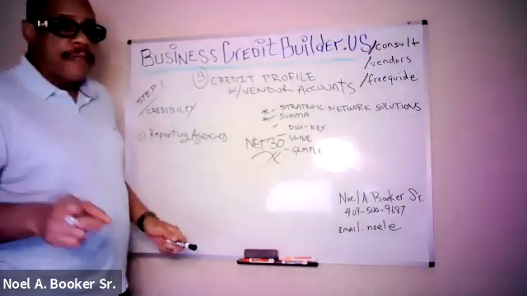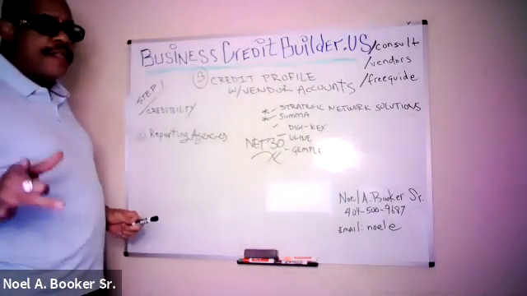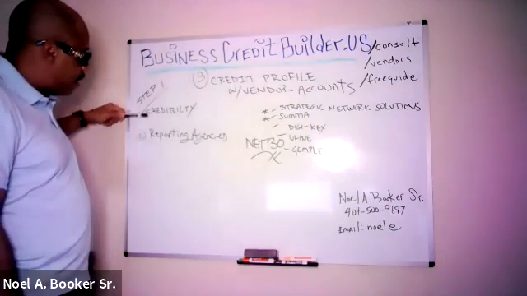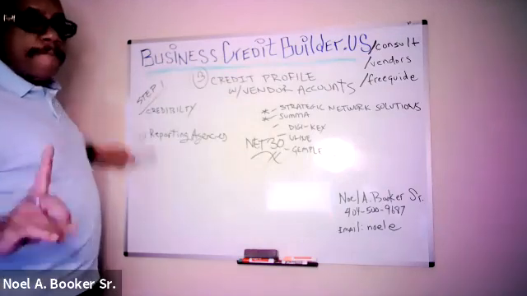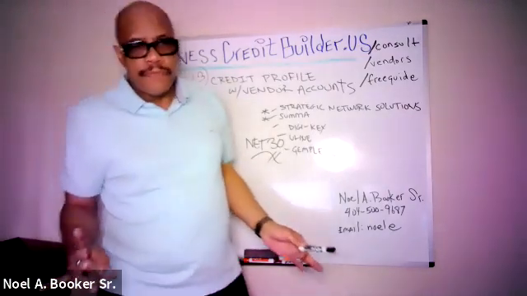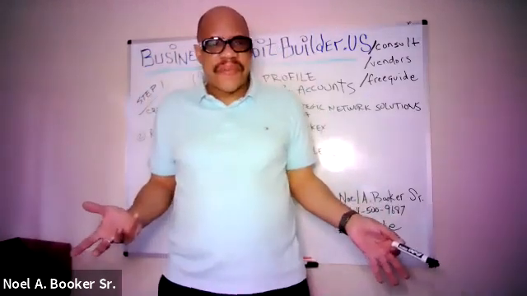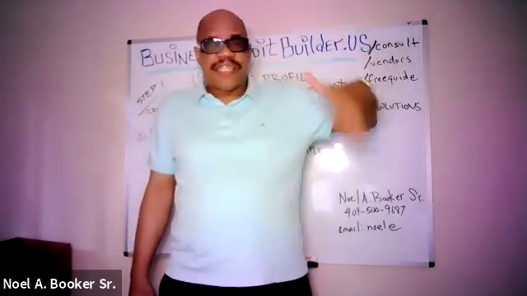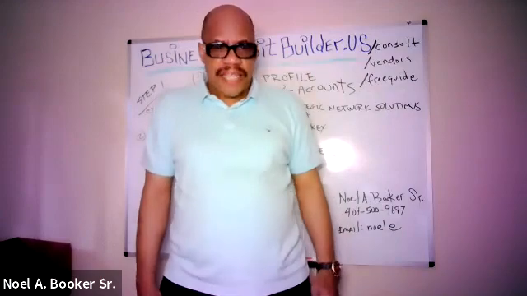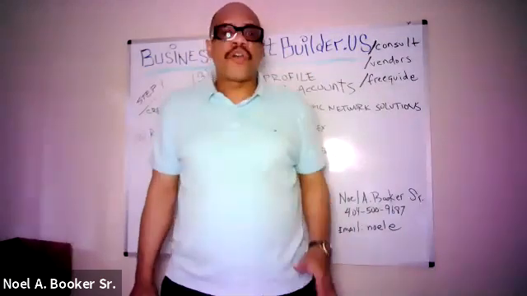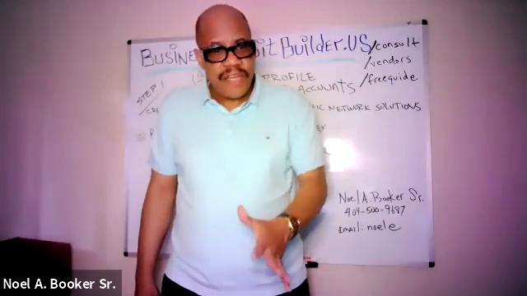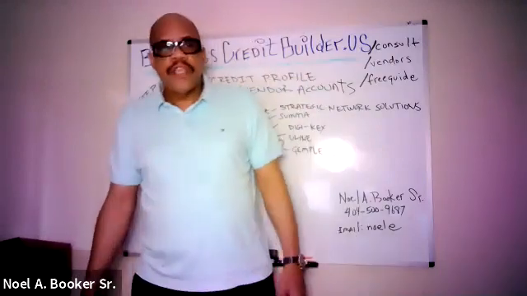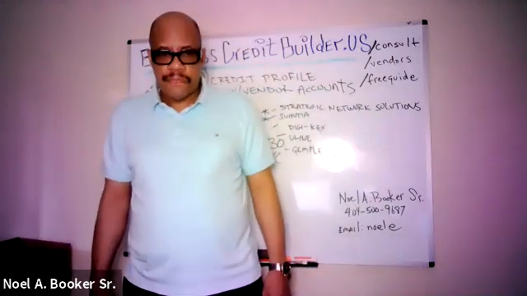So the first step we covered already in the series is credibility. That is about making your business credible in the eyes of the lender, which is basically having your name, address, telephone number, all that stuff set up properly so that you are credible in the eyes of the lender. If you missed that webinar, then you can go back to my YouTube and check out the past webinars.